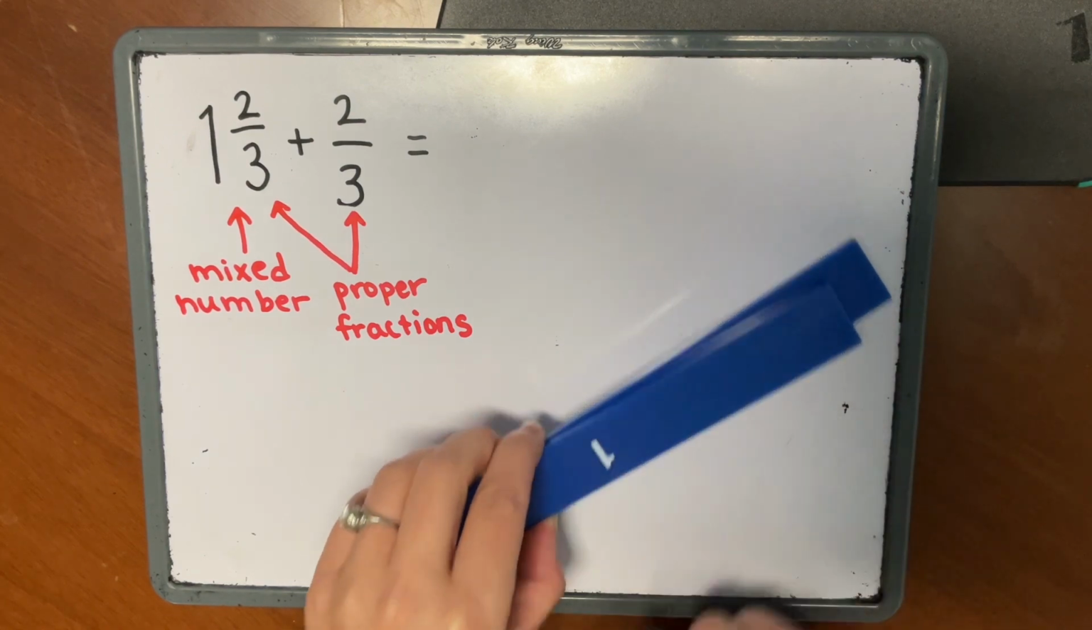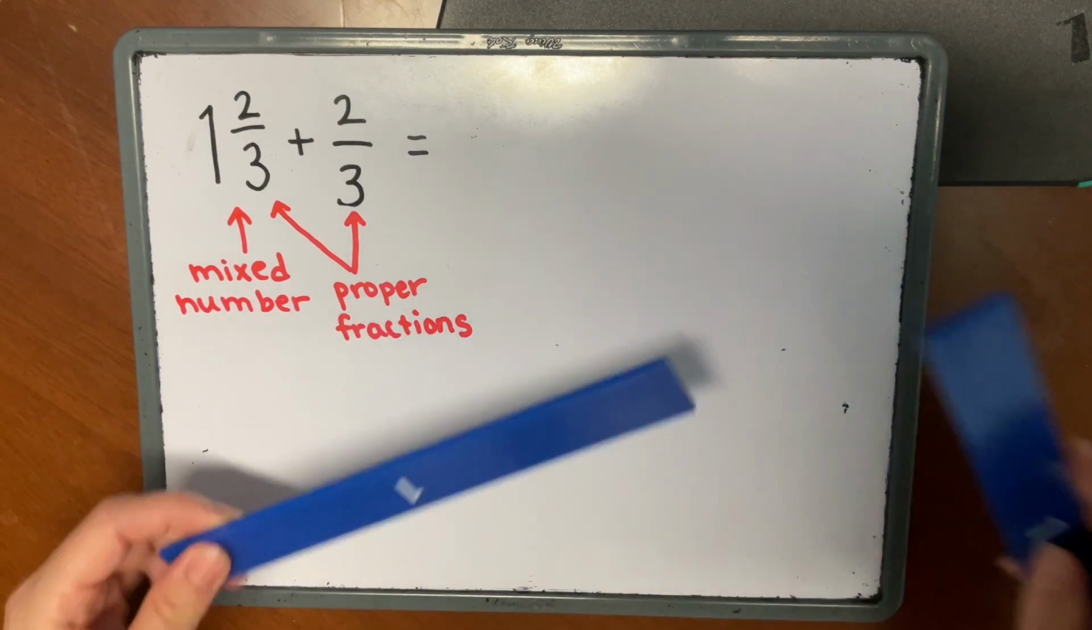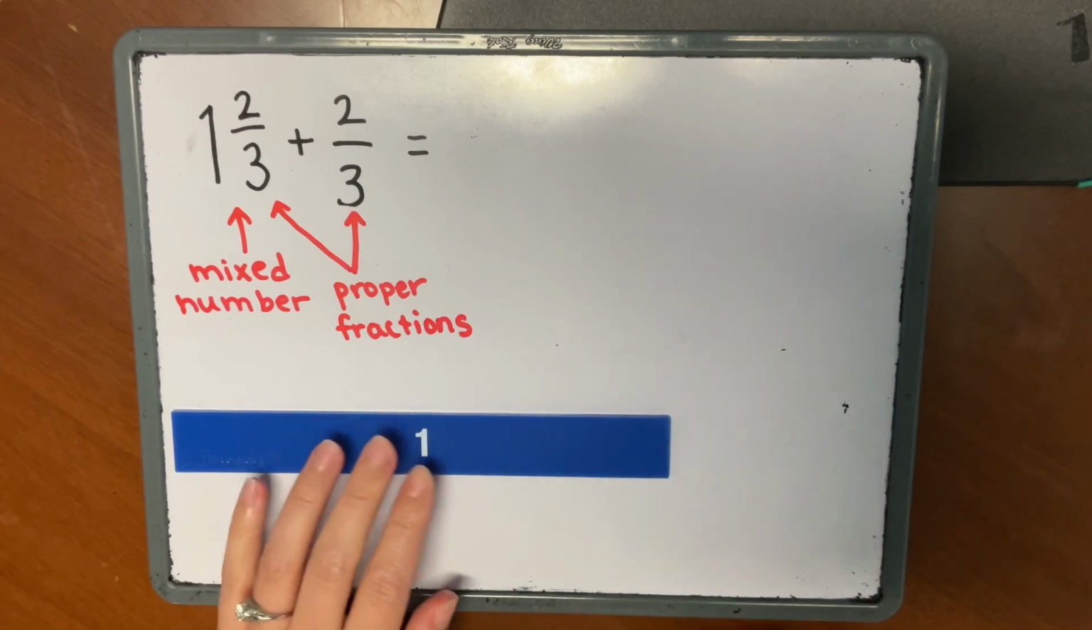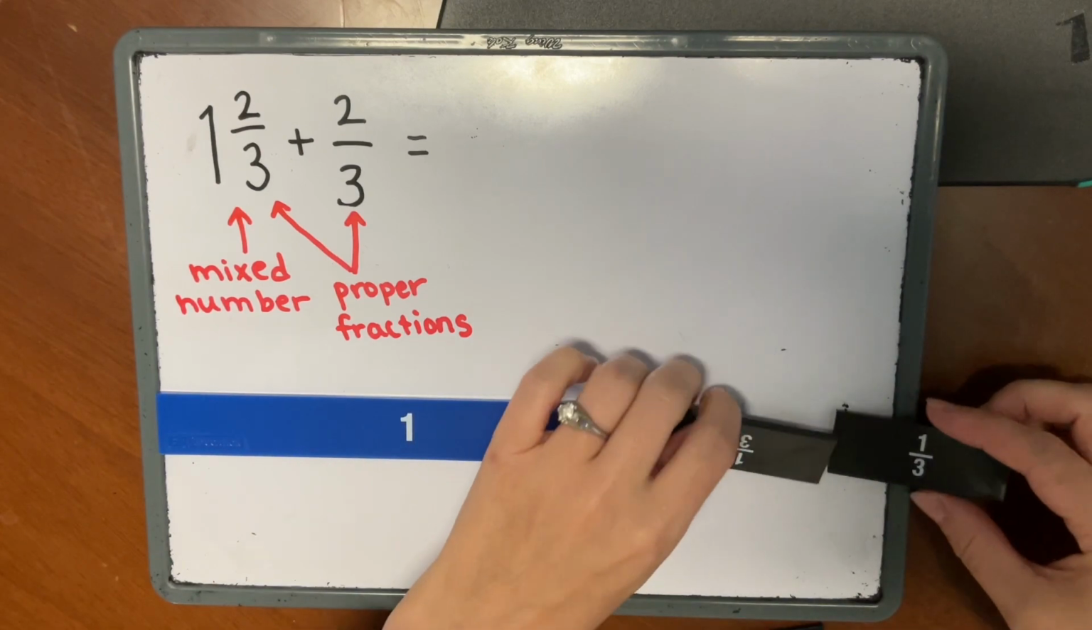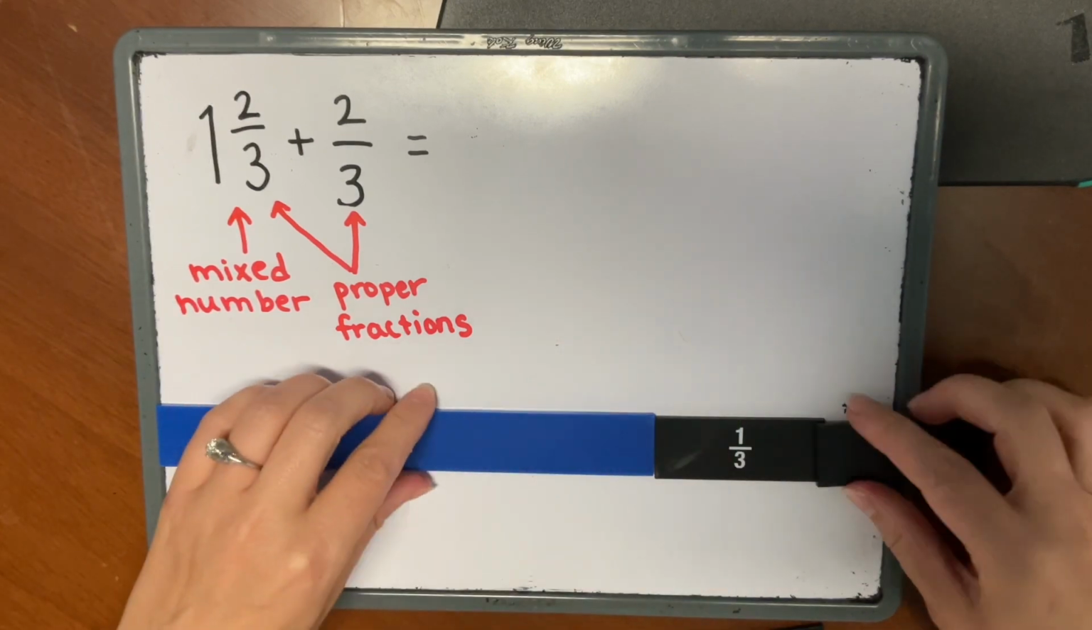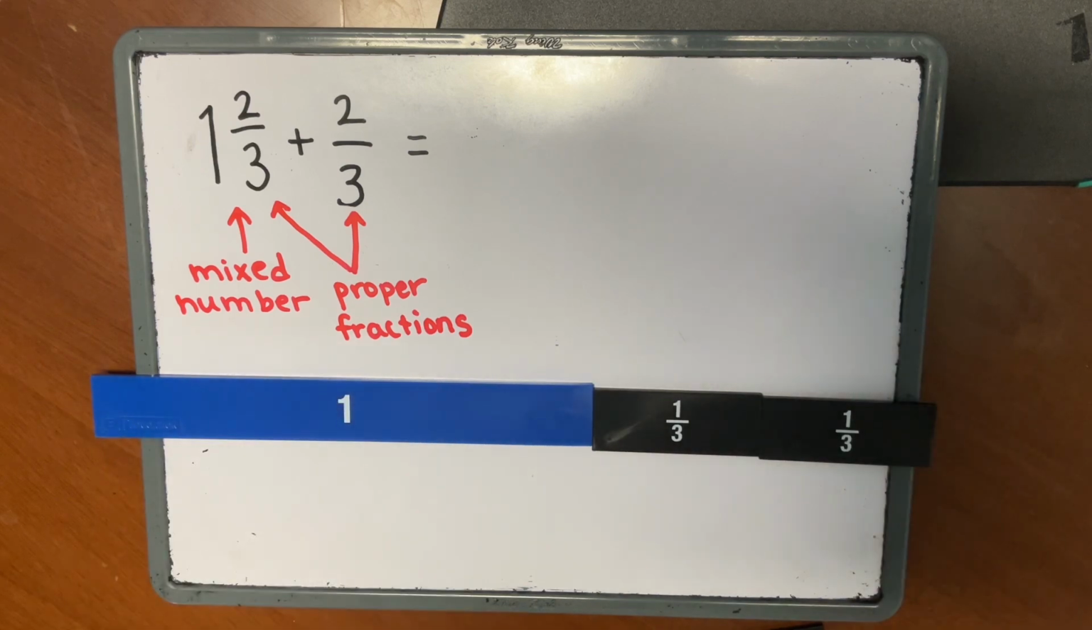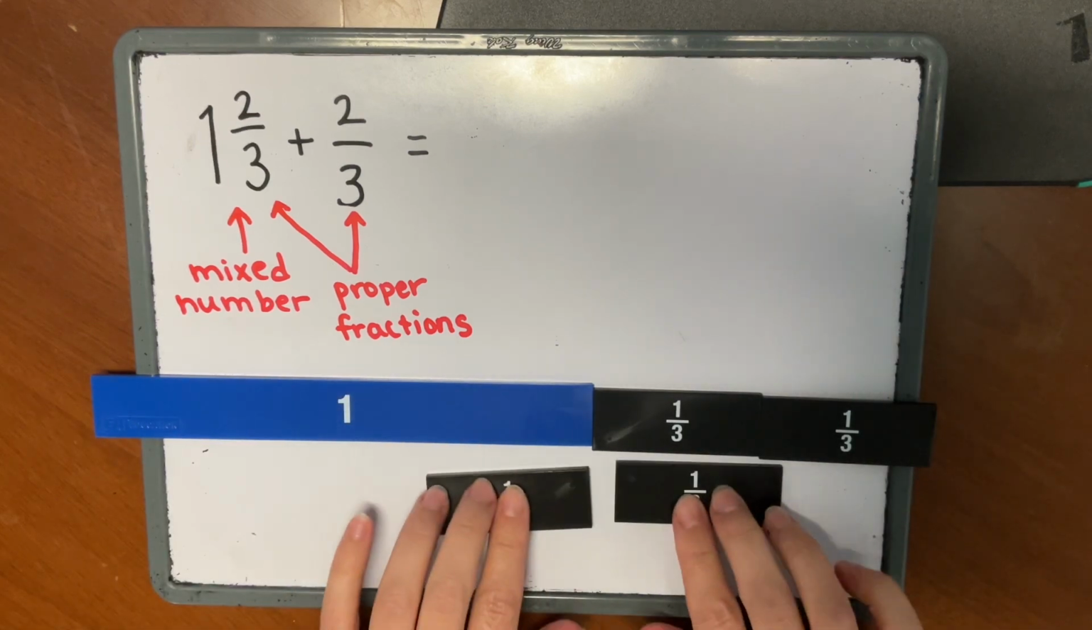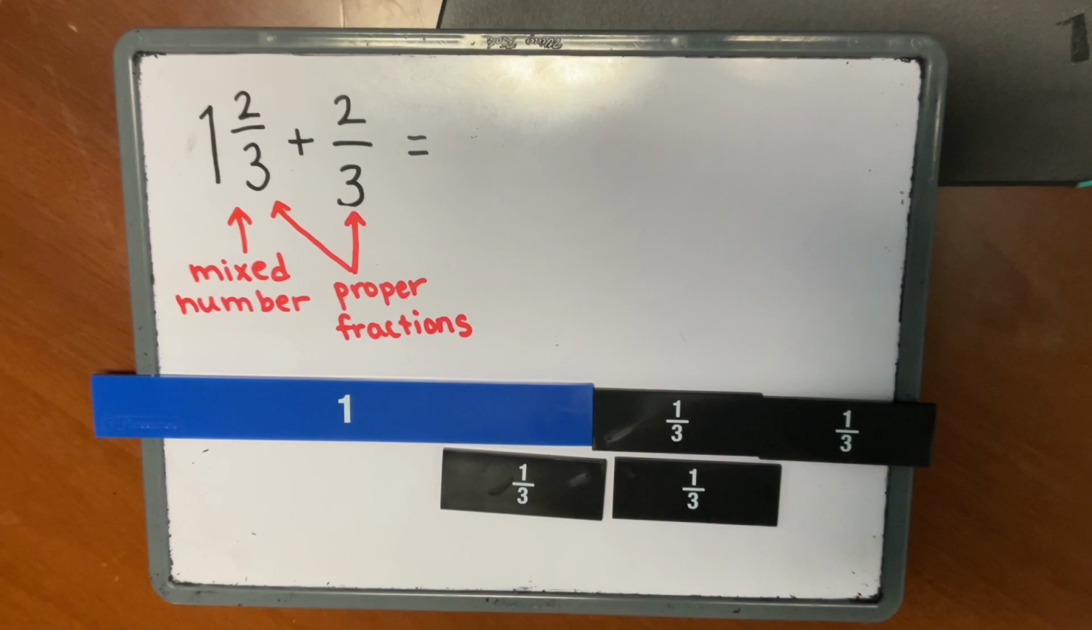I know I need 1 2/3, so I have 1 2/3. And I'm going to add 2 more thirds to that. So I know I'm going to need 2 more thirds. But what do I do with this? How do I show what is the sum or the answer to this problem?